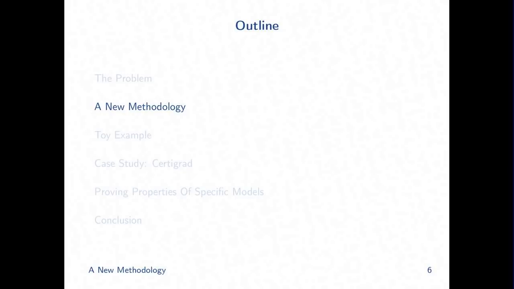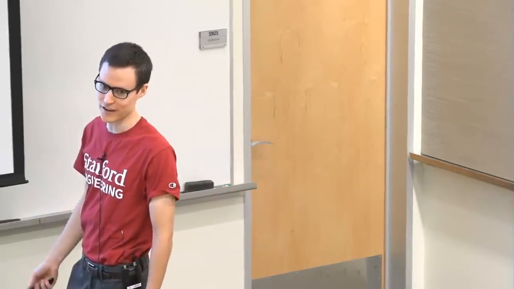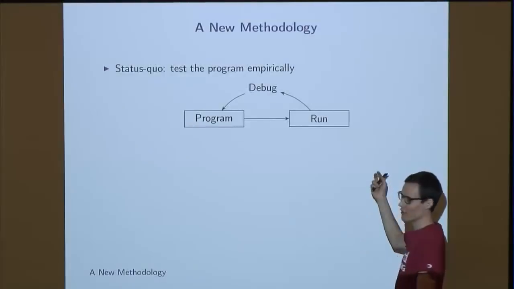So the status quo methodology for software development doesn't work perfectly for regular software, but it really doesn't work for machine learning systems. So the status quo is to test a program empirically, right? You write your program, and then you run the program.